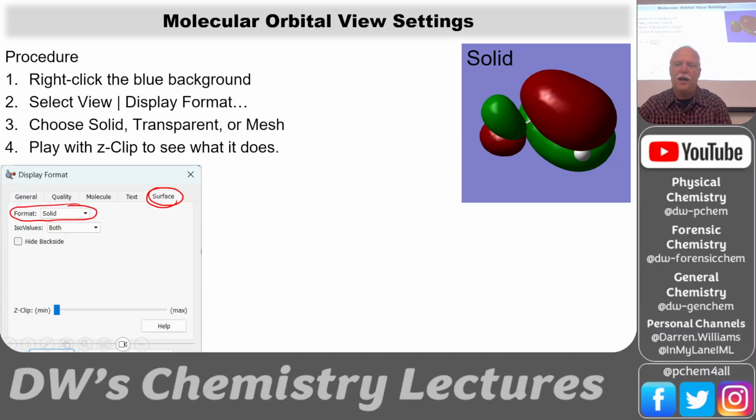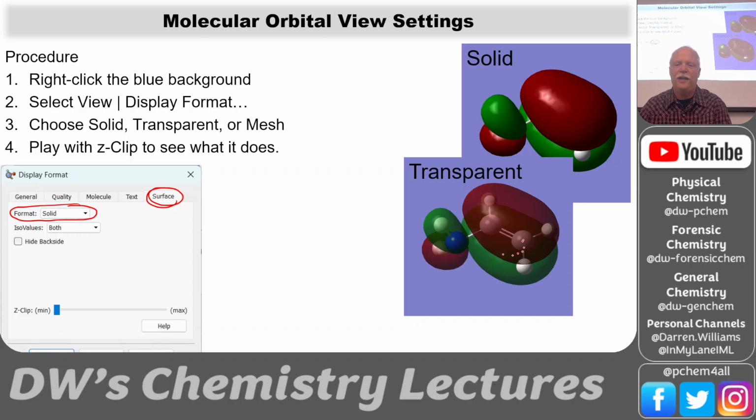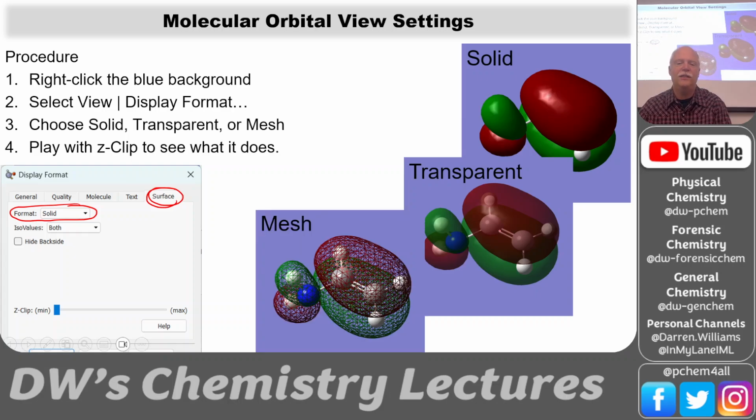And so this is the solid one. Here's the transparent. You see, isn't that nice? You can see the atoms inside. And then here's the mesh, which is nasty, but some people like the mesh. It's not my favorite, but this is like the wire mesh that you can see through. So that's different view settings. It's like a cage. And you can play with the Z clip too. This down here at the bottom, you can play with that to see what it does to the image.